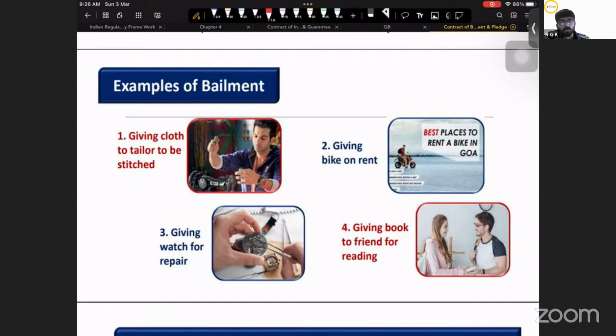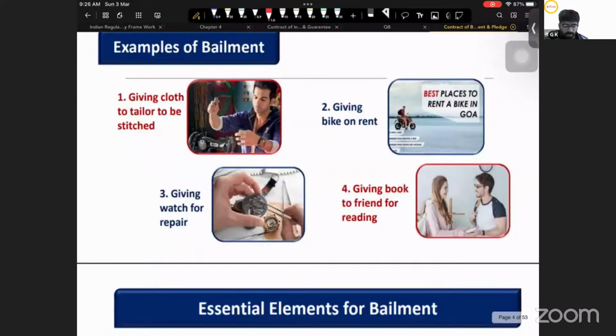This will not make the other person the owner of that particular goods. Rather, it is given for a purpose. On accomplishment of the purpose, it will be returned to you or disposed of according to your direction. Whatever you say, according to your direction, it will be disposed of. So this is what is called the contract of bailment. These are the examples.